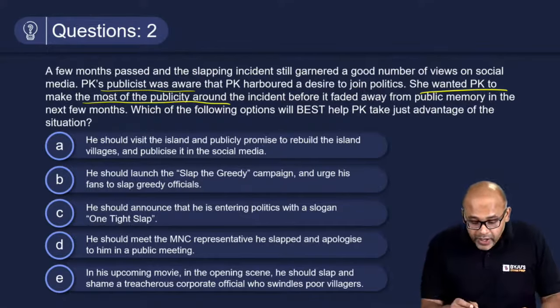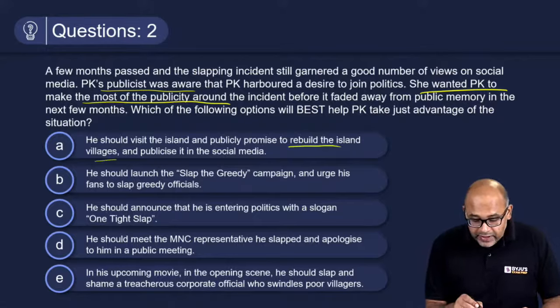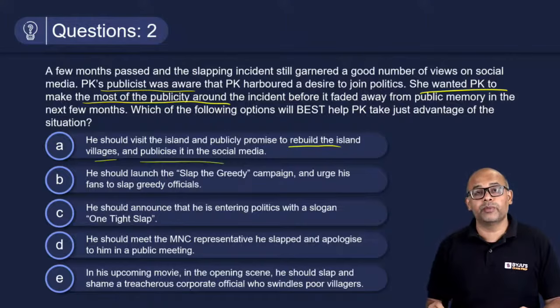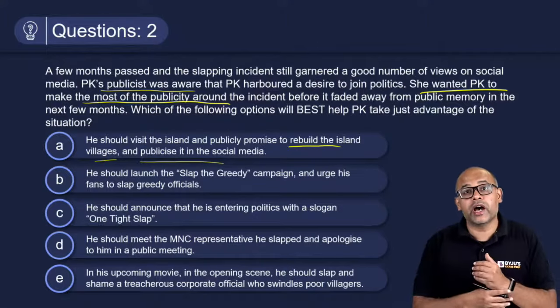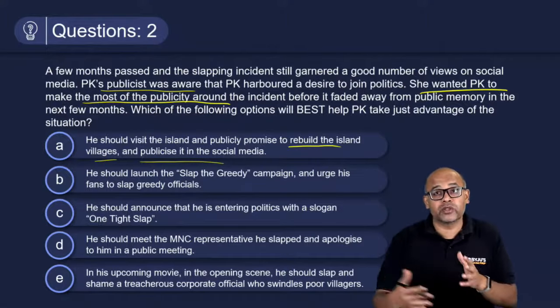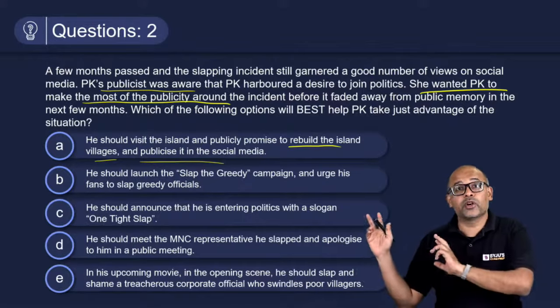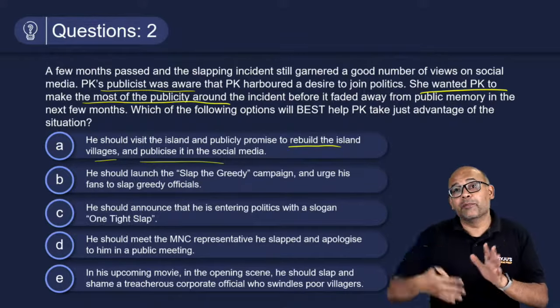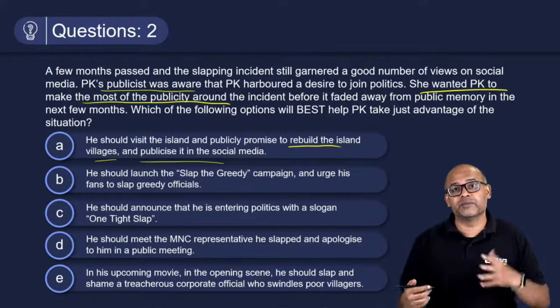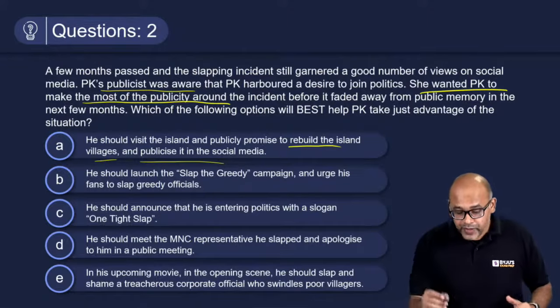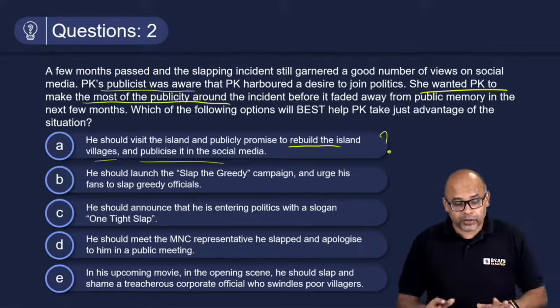Look at option A. He should visit the island and publicly promise to rebuild the island villages and publicize it on social media. It's a good gesture. Ultimately, you are working for the people. That's what you're trying to convey. You are a people person. When I say people person, this is not the corporate people person. This is the politician or political people's person who works for the people. So could be a possibility. We'll come back to it.